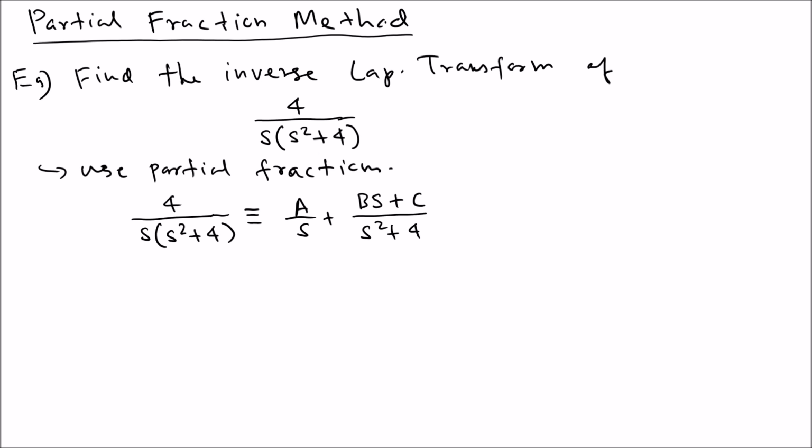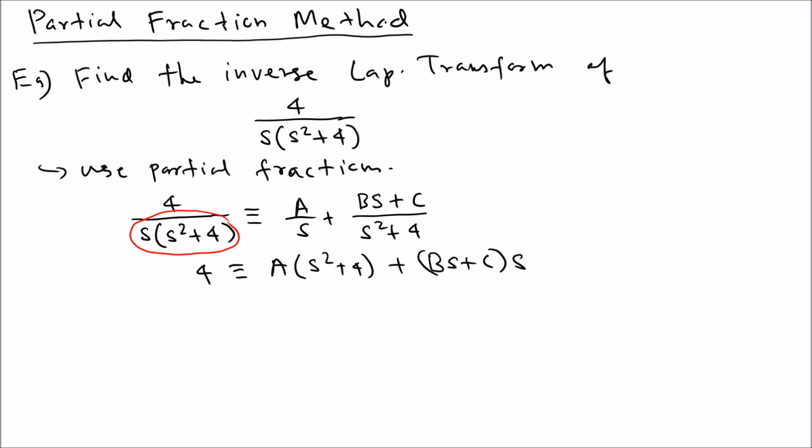Now what we normally do is multiply the whole expression by the denominator of this side. Once you do that, you're going to get 4 identical to A, you can see s gets cancelled, times s squared plus 4. You only get the other ones. Here s squared plus 4 gets cancelled, so you're going to get Bs plus C times s. That's what you get.